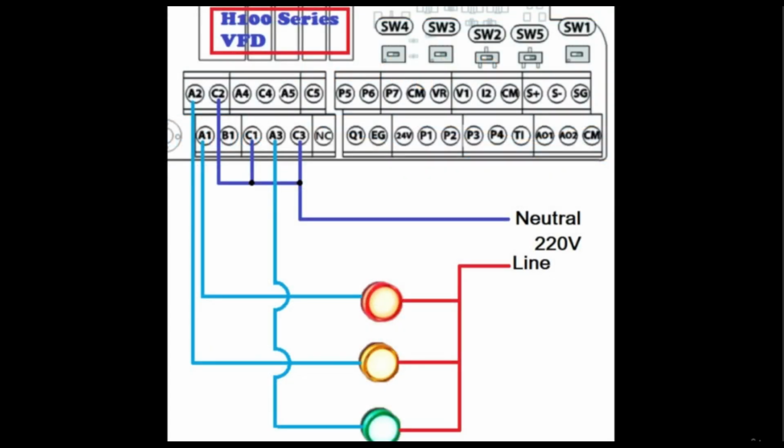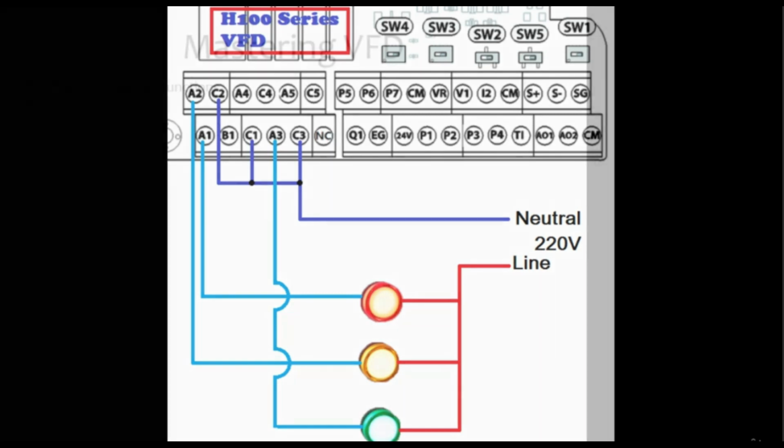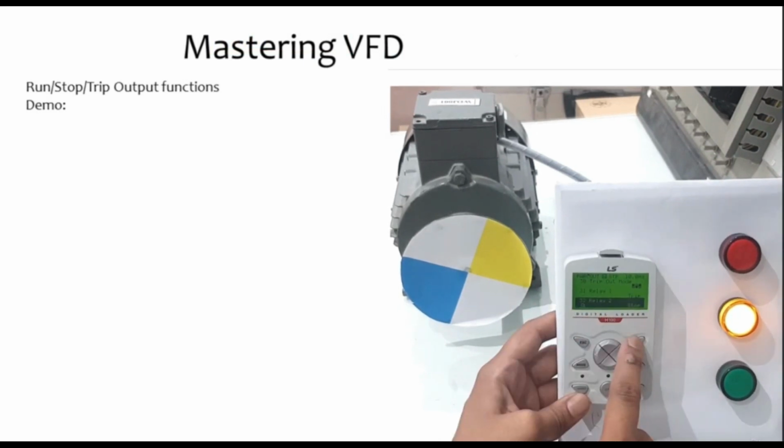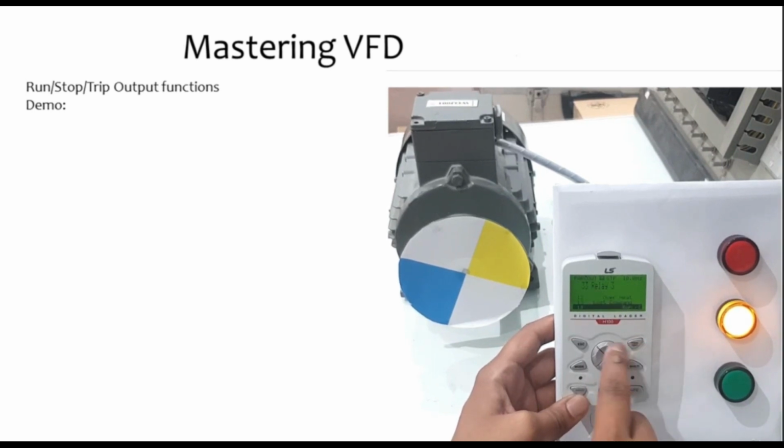For the demo, I will show the electrical connection. I have connected red light to relay number 1, yellow light to relay number 2, and green is connected to relay number 3. Now let's assign function to relay and test. I will assign trip function to relay number 1 and stop function to relay number 2, and for relay number 3 I will assign run function.